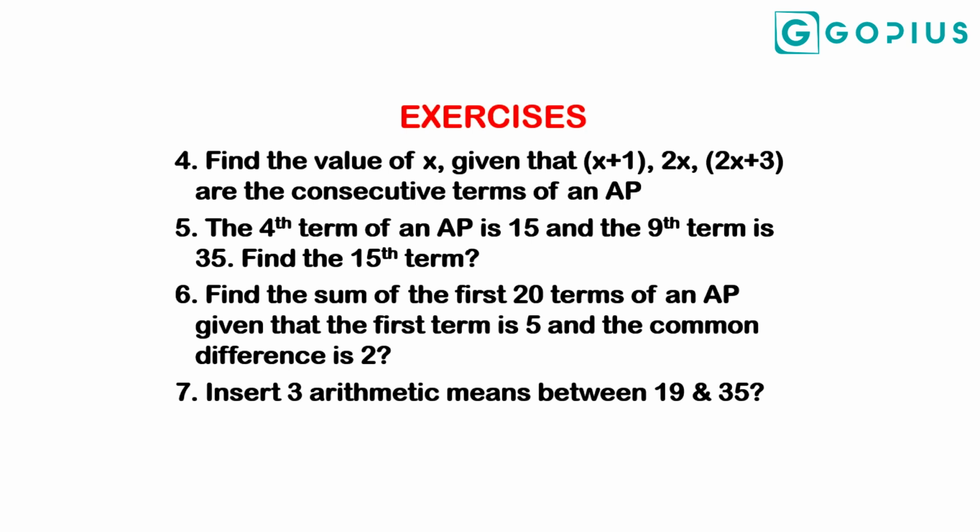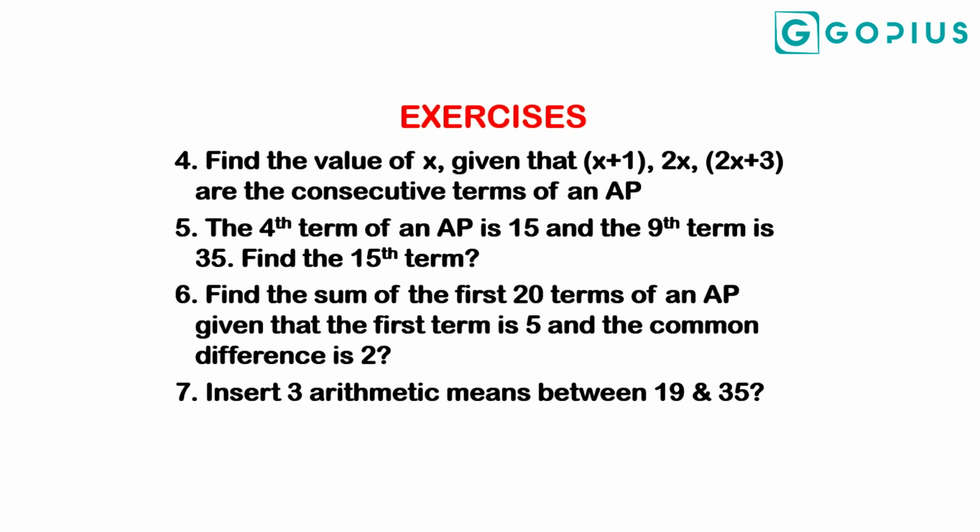Alright. Straight away we go back to our question list and we look at question number 5. We are told that the fourth term of an AP is 15, and of course the ninth term is 35. We are asked to find the 15th term. The fourth term of an AP is 15 and the ninth term is 35. We are asked to find the value of the 15th term. So we solve that.